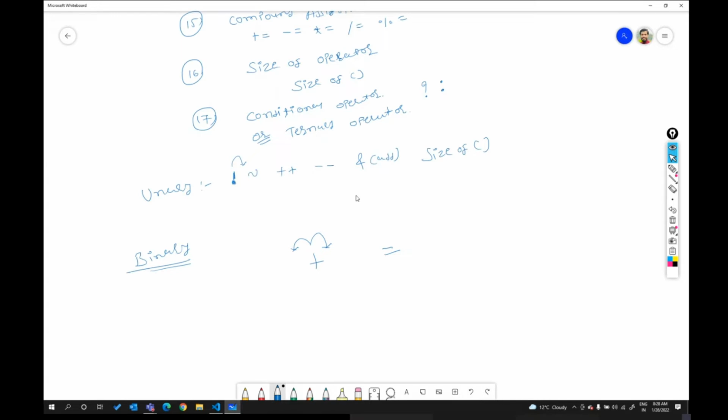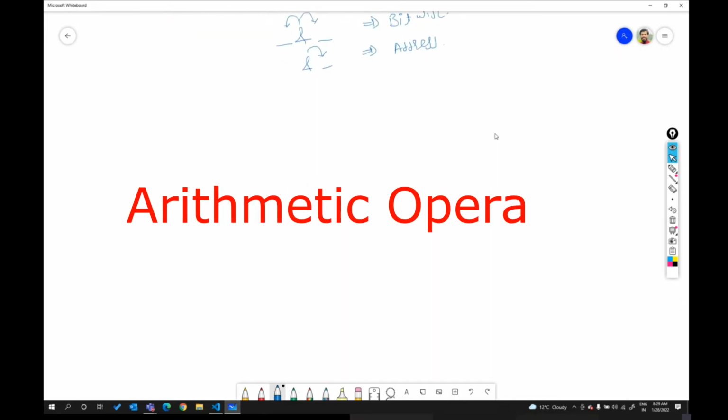So these all operators are unary operators. The rest are binary operators. In the bitwise AND, we need two operands to perform the task. This is my bitwise AND. And in the address operator, I need only one operand to perform the task. So this way, if we use only one operand after the AND operator, it will be used as an address operator, or reference operator. Next, we start with the arithmetic operators.